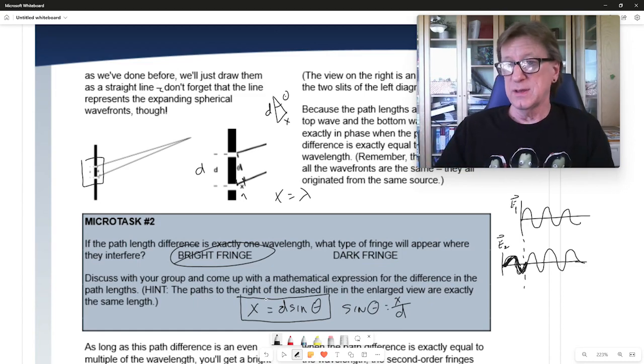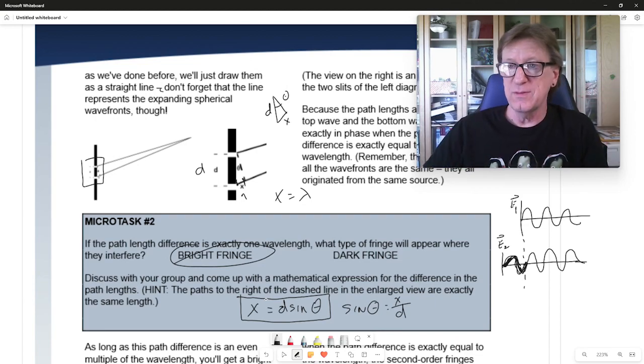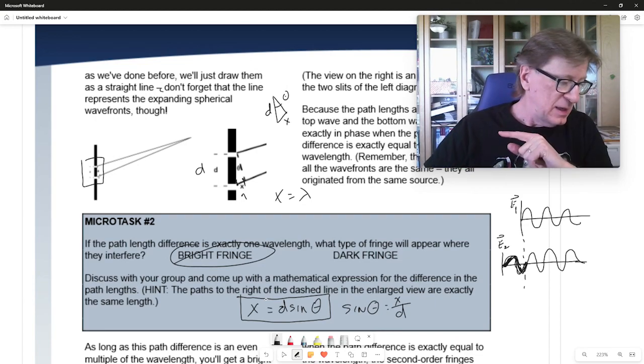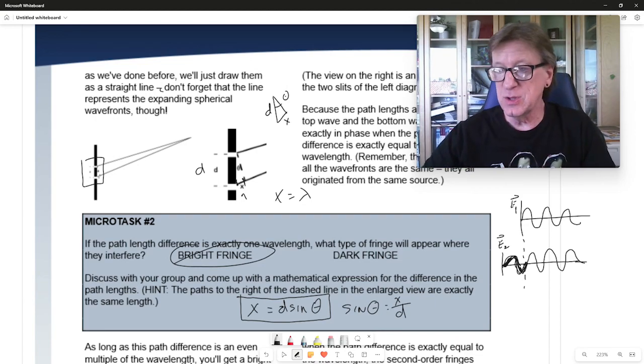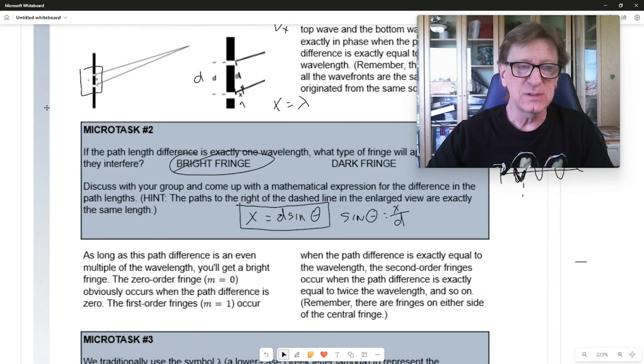Now that's true for anything, right? X, it doesn't matter whether I'm one wavelength in phase or not. However, if I am actually going to have bright fringes, I need that distance X to equal one wavelength. So let's scroll up here.